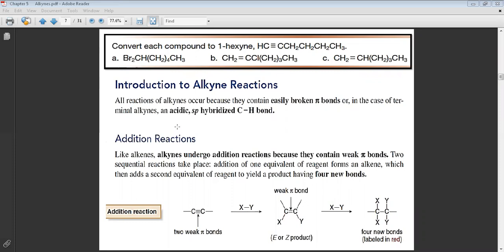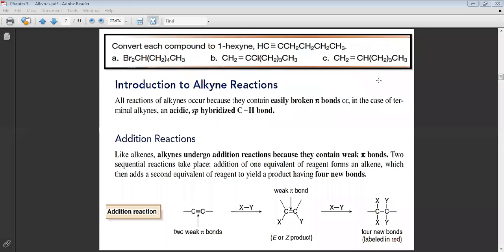The reaction of alkynes occurs because they contain an easily broken pi bond. We know a pi bond is not a very strong bond like sigma. The pi bond is easy to open. For this reason, the alkene and the alkyne compounds are active toward addition reactions.